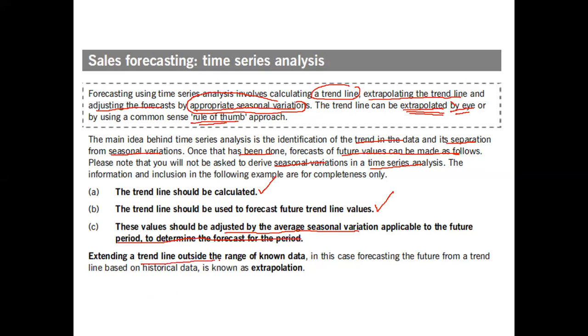Extending a trend line outside the range of known data, in this case forecasting the future from a trend line based on historical data, is known as extrapolation.